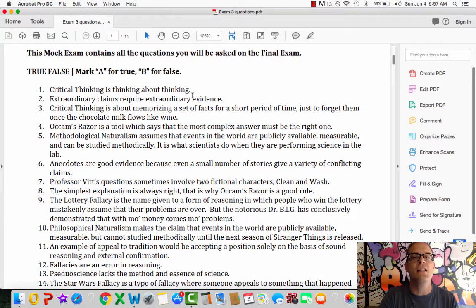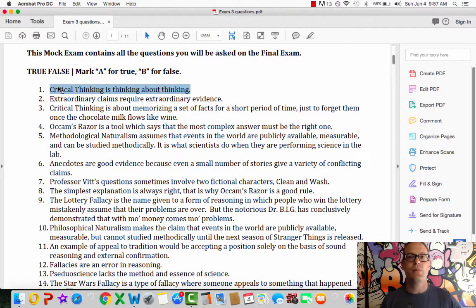Number one, critical thinking is thinking about thinking. This is a bedrock proposition for the class, right? It simply is true. It's how we've defined critical thinking. And so that's true. Number two, extraordinary claims require extraordinary evidence. Is that true or false? Well, that's true, right? This is a bedrock that we all follow. We all kind of adhere to this rule in some sense. But here we're just being a little bit more formal about it. And in this course, we're defining what extraordinary means and, importantly, what evidence means. So those two are just broad overviews of the whole course.